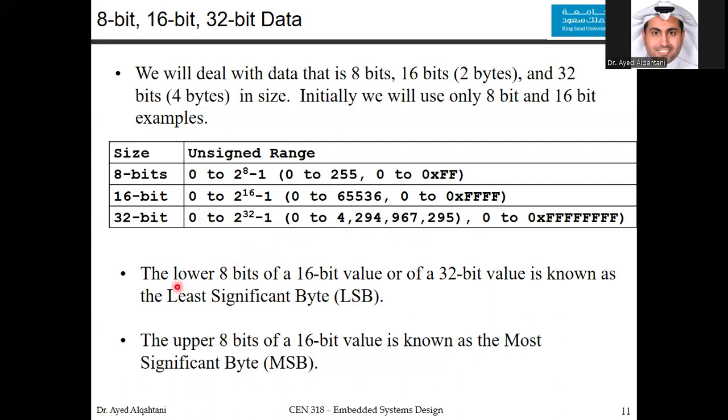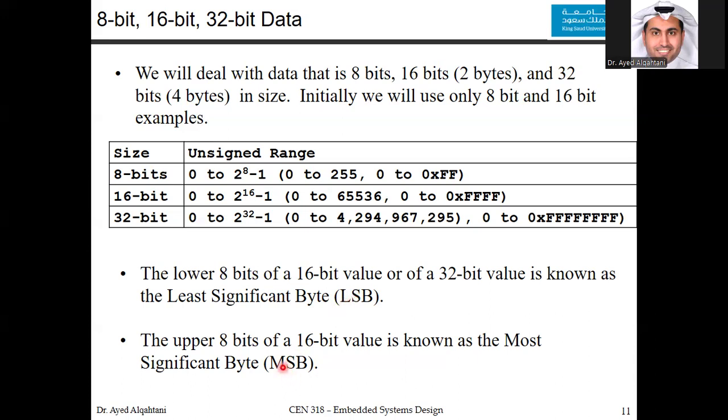Now, the lower 8 bits of the 16-bit value or the 32-bit value, we call them by a special name, which is the least significant byte. The upper 8 bits, we call the most significant byte. Remember, we have the least significant bit and the most significant bit. We also have a least significant byte and a most significant byte.